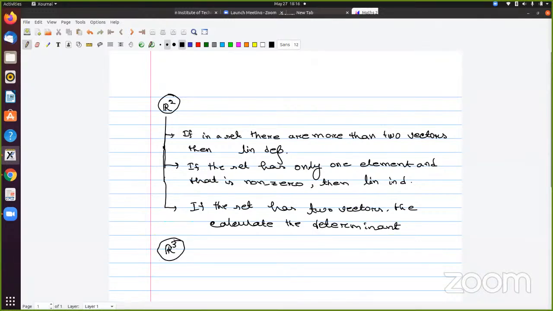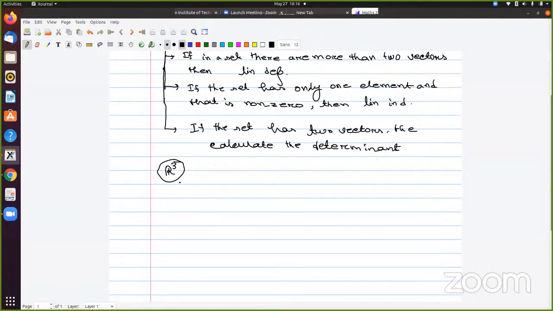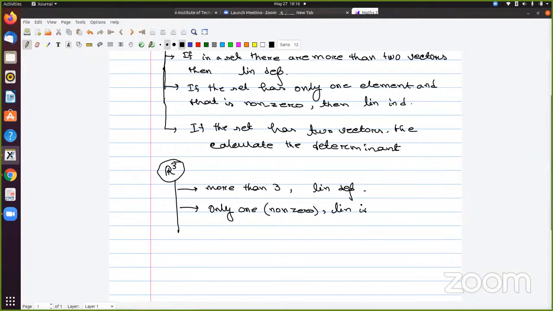Correct. So R3: if there are more than 3 vectors, linearly dependent. If it is only 1 and non-zero, then linearly independent. If exactly 3, check the determinant.